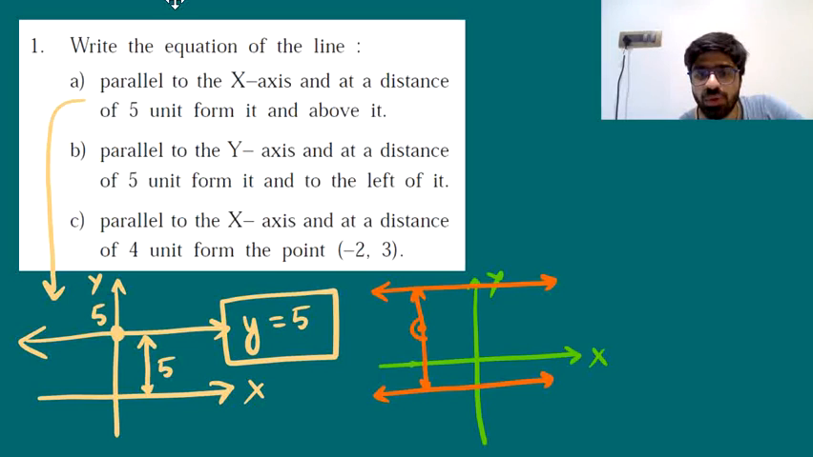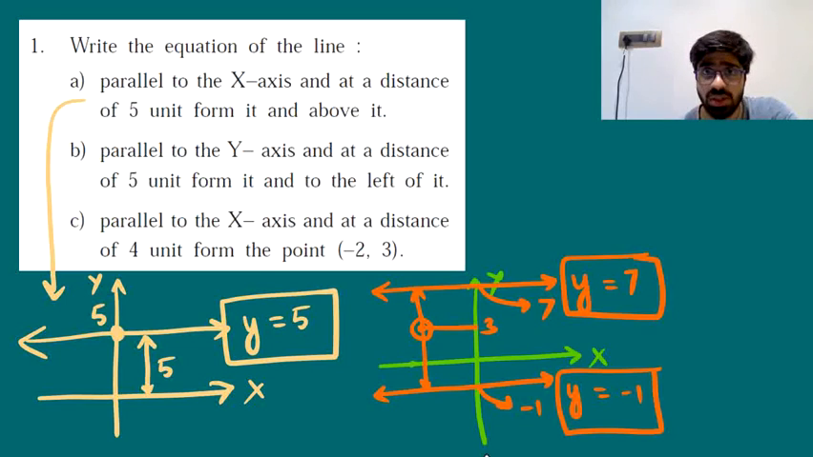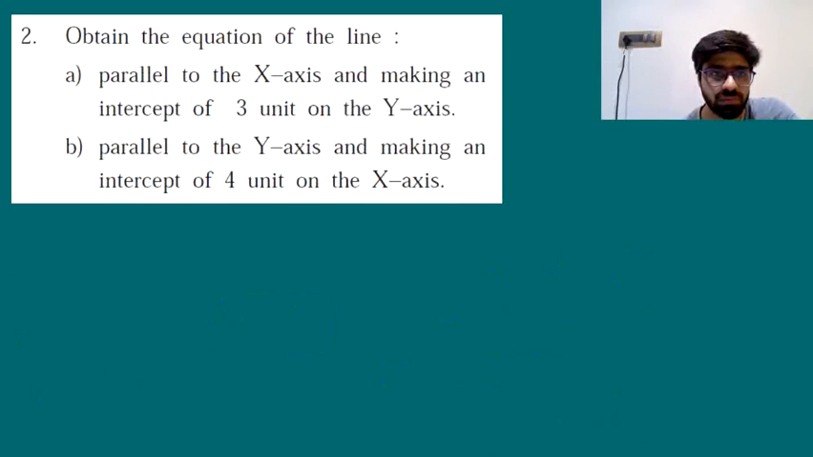Now because this point was minus 2, 3, the y coordinate here will be equal to 3. 4 units above 3 means that this point here will be equal to 7. 4 units below 3 means that this point here will be equal to minus 1. So the equation of the line will either be y equal to 7 or it will be y equal to minus 1. Why is it y equal to constant? It is because the line is perpendicular to y-axis. And like we said, any line perpendicular to x, the equation is x equal to constant. Any line perpendicular to y, the equation is y equal to constant.